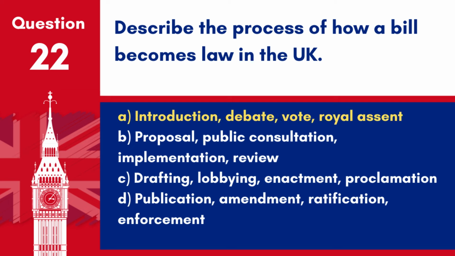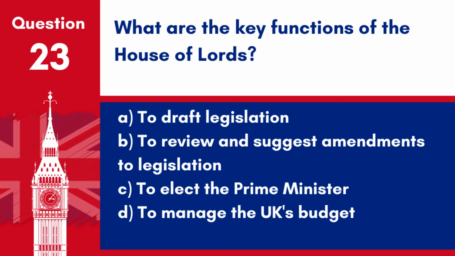Answer A. Introduction, debate, vote, royal assent. A bill becomes law in the UK after being introduced, debated, and voted on in both Houses of Parliament, and then receiving royal assent.